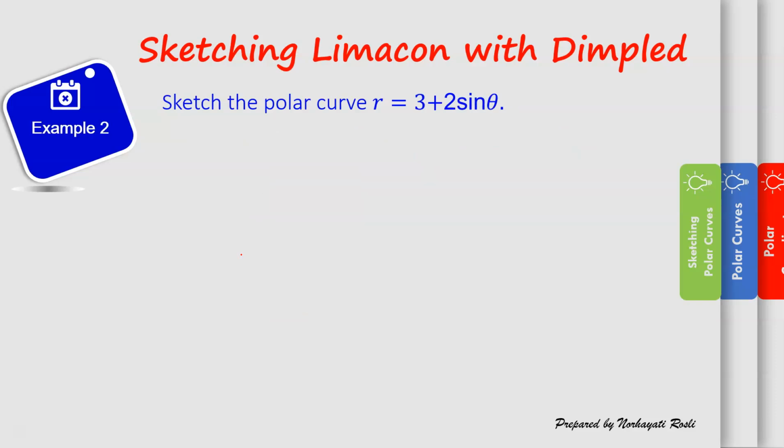Then we go to this example 2. The question asks us to sketch the polar curve r equal to 3 plus 2 sine theta. Now our function is sine theta. Understood, the position of this shape is at the positive y-axis. So we have here A equal to 3, B equal to 2. It means that A over B is 3 over 2, which is equal to 1.5. That is, this value is in between 1 and 2, which means that we will have the shape of a limaçon with dimple.